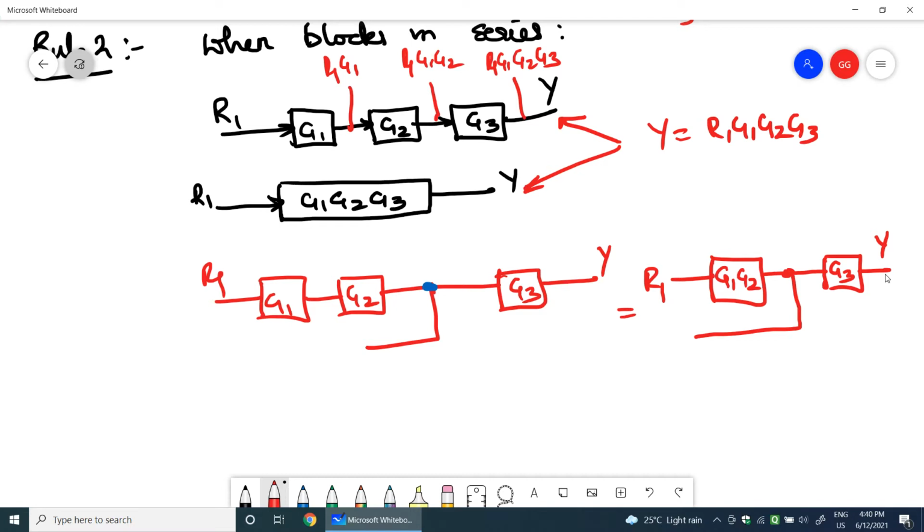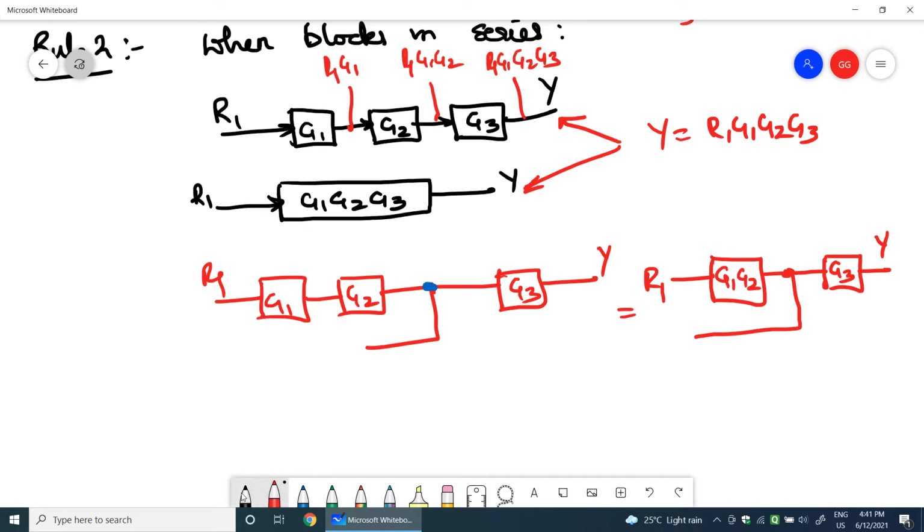Okay. So if there is no takeaway point, and even the summing points, not only takeaway, if you have a summing point between any 2 blocks, you cannot say all 3 blocks are in series. Now if you don't have a takeaway point, you don't have a summing point, then you can easily multiply all 3. You can easily multiply any number of blocks which are in series if you don't have any takeaway or summing points in between those blocks. Okay. Now let us go to the next rule.